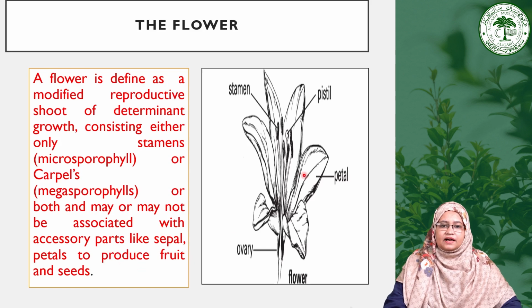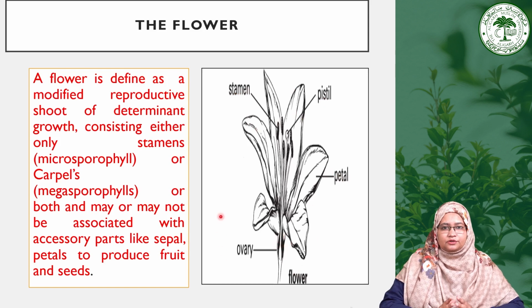If you see the flower, it has a pistil or gynoecium, and it has a stamen. These are the two main reproductive parts. They also have two accessory parts, that is the petals, and at the base you will see there is a sepal. So these are the two main reproductive parts, pistil and stamen, and these are the accessory parts, petals and sepals. So a flower has these four parts, and the flower may be pedicellate or sessile.